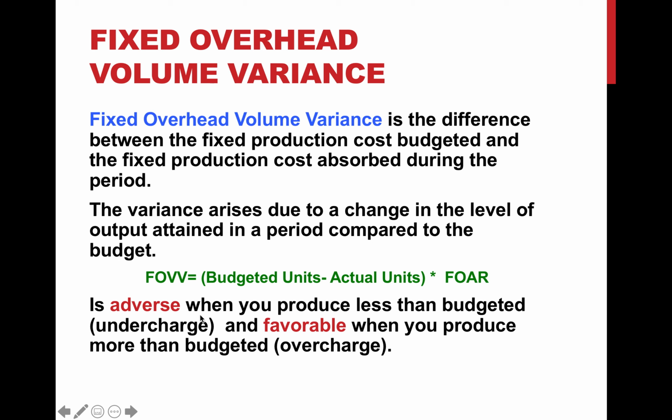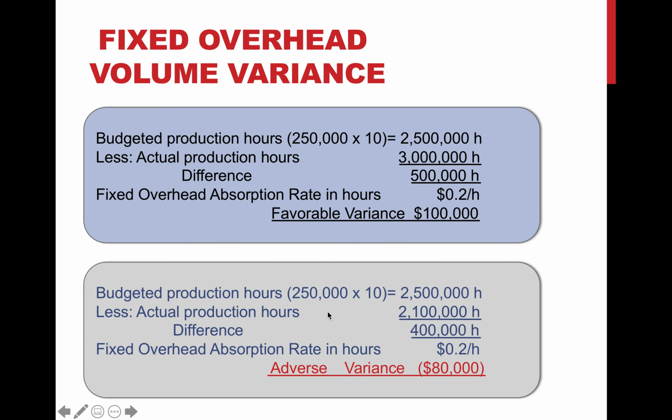Okay, so it's adverse when you produce less, of course, because you were less efficient. So you have an undercharge. And it's favorable when you produce more than budgeted. You overcharge your income statement, so you have to adjust back that number. Okay, here we have an example.